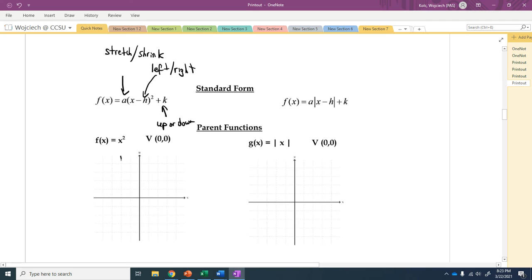Okay, and in a few minutes we'll discuss this and we'll have some examples. Same idea here. a tells you stretch or shrink. h, whether you move left or right. h stands for horizontal shift, and k really stands for up or down. And in this case, the graph will be an absolute value, which is a V shape.